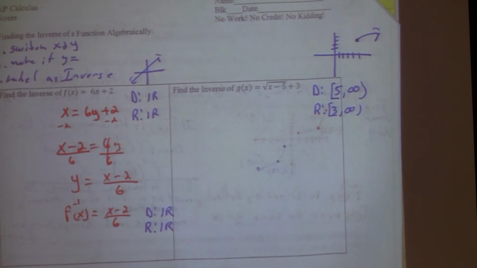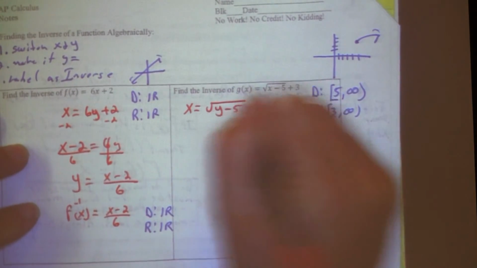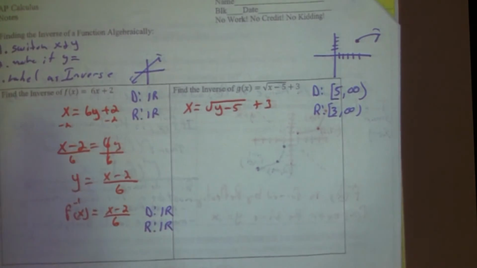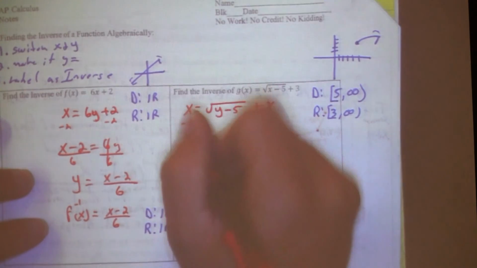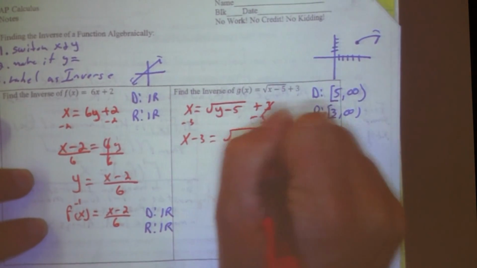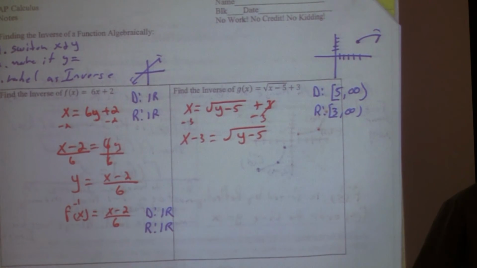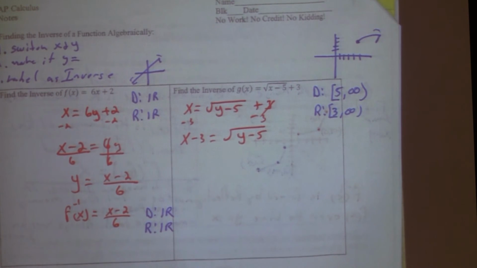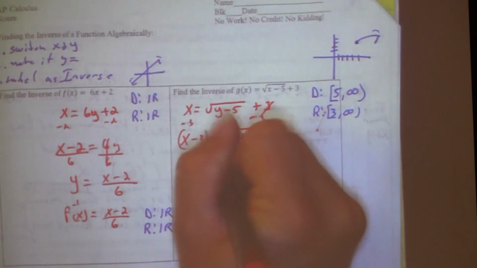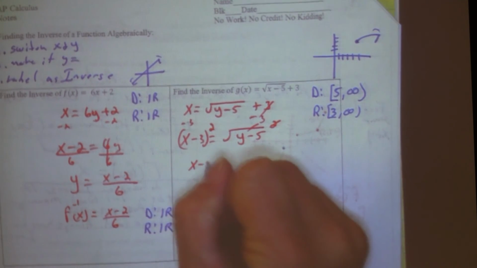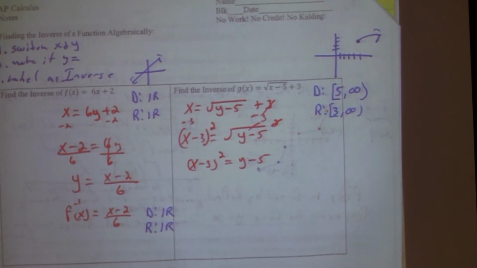Alright, so let's find the inverse. Ready? We're going to get x is equal to the square root of y minus 5 plus 3. Let's do it. Quick. What do I do? Minus 3 on both sides. We already did. Come on, keep up. X minus 3 equals the square root of y minus 5. So, square. Very good. When you square one side, square the other. X minus 3 squared equals y minus 5. Finish him.